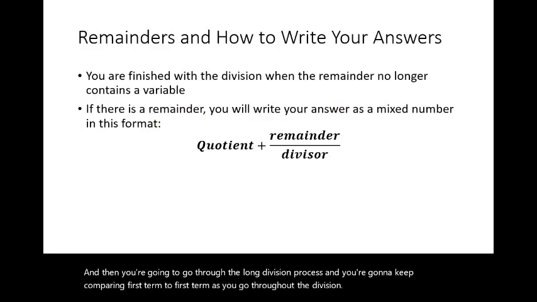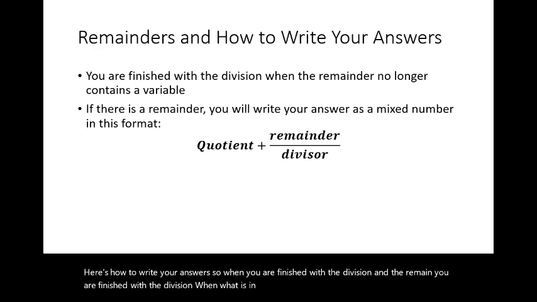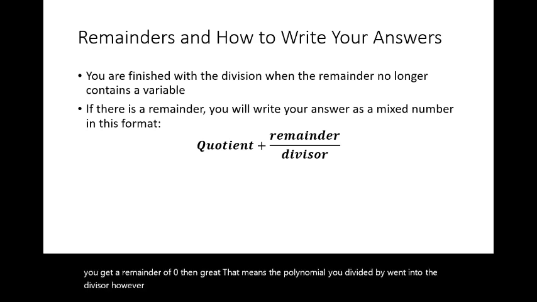Now, here's how to write your answers. You are finished with the division when what is in the remainder spot no longer contains a variable. If you get a remainder of 0, then great. That means the polynomial you divided by went into the dividend. However, you might get a remainder that is not 0.